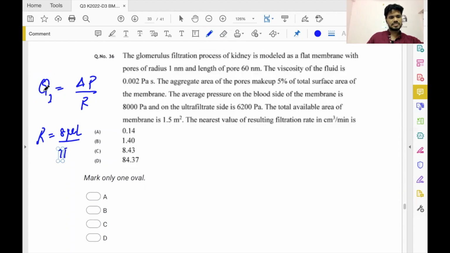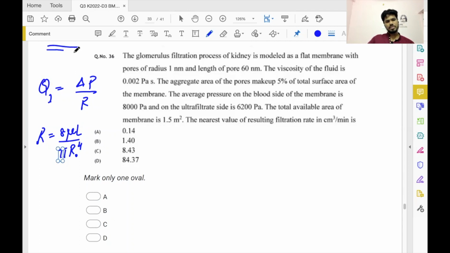This is resistance. So what I have written is applied pressure is Q times resistance. So this is R naught power 4. This is correct, right? Resistance is this, right? Yes, sir. Okay. So in one pore, this is how pressure, resistance, and flow are related.